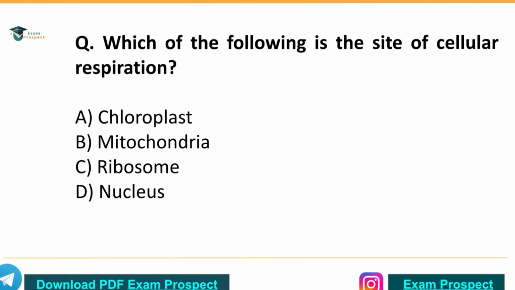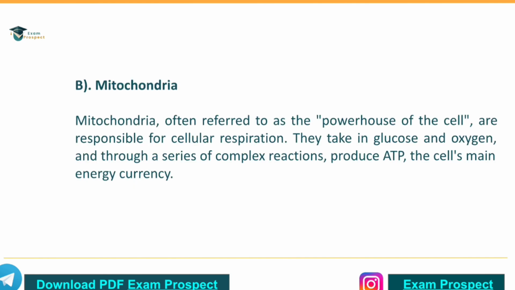Next question, which of the following is the site of cellular respiration? Correct answer is option B, mitochondria. Mitochondria, often referred to as the powerhouse of the cell, are responsible for cellular respiration. They take in glucose and oxygen and, through a series of complex reactions, produce ATP, the cell's main energy currency.